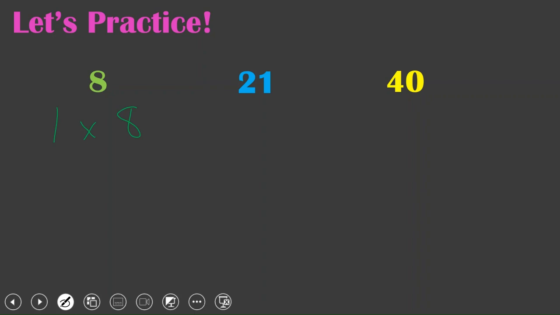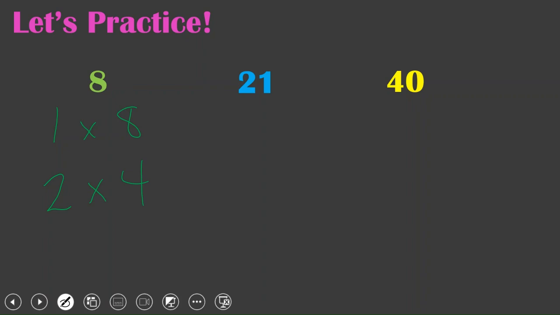Okay? 8 is an even number, which means that we know it is divisible by 2, or that 2 goes into 8 evenly. So 2 times what number makes 8? If you said 4, that's right. There are no other numbers that evenly go into 8. So our factor pairs for 8 are 1 and 8 and 2 and 4. Let's move on to 21.